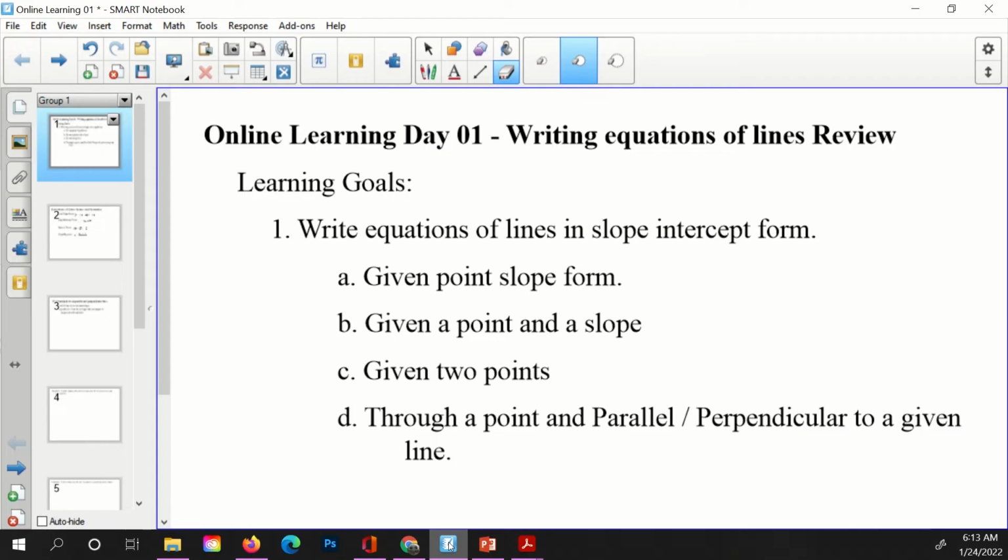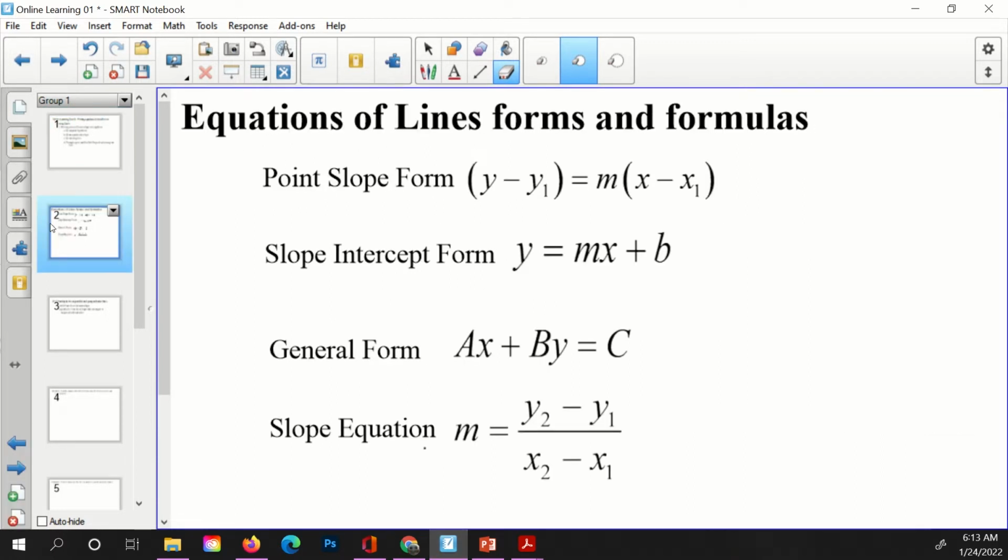Today we're going to be reviewing writing equations of lines. And so our goals are going to be to write the equations of lines in slope-intercept form, given a point and a slope, given 2 points, and through a point and parallel or perpendicular to a given line. So quick review of the forms of a line.